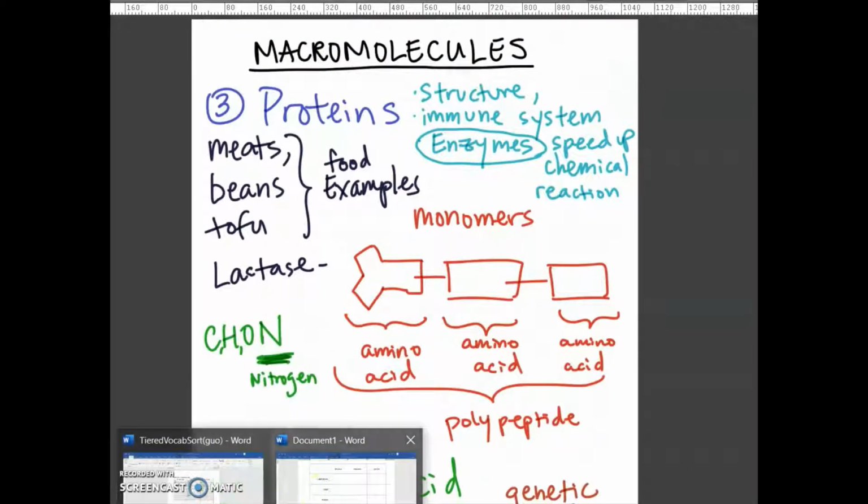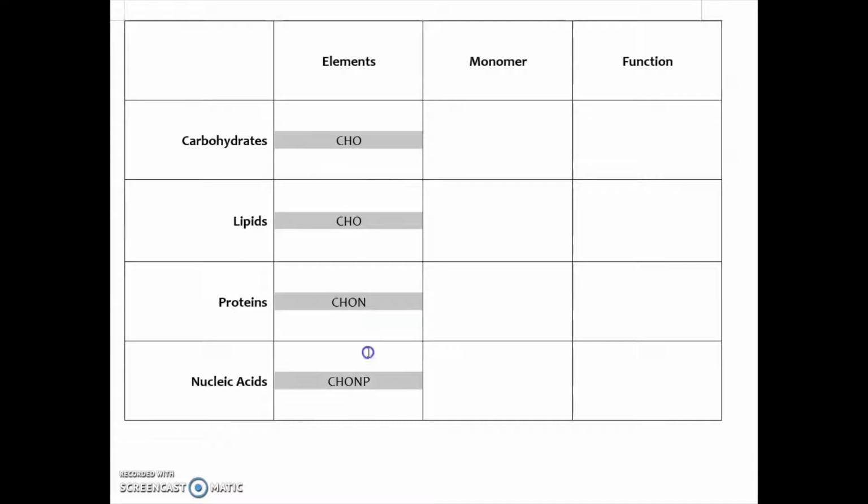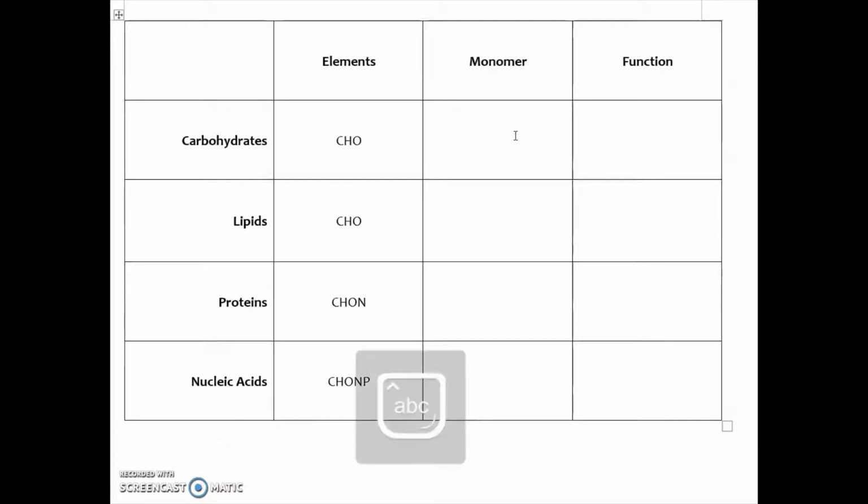Let's just summarize that real quick. For my carbohydrates, going straight down the line, one easy way to remember this is with the mnemonic CHO, CHO, CHON, CHOP. So they go straight down, CHO, CHO, CHON, CHOP. Carbs, lipids, protein, nucleic acids. Your monomers for carbohydrates are your monosaccharides. Specifically, glucose is the one you need to know the most.